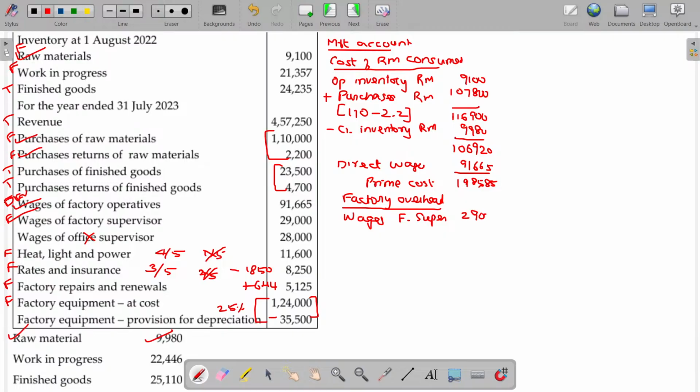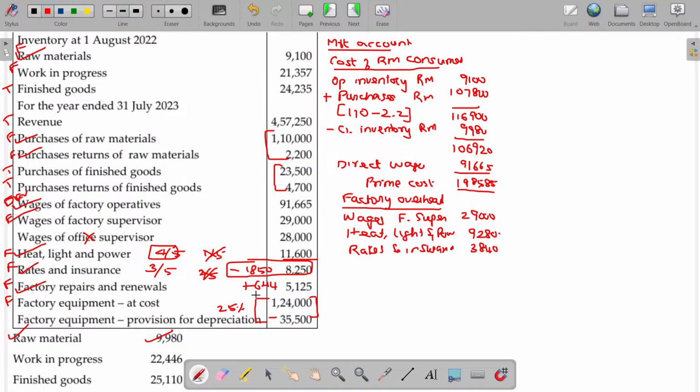29,000. Heat, light and power. But out of that only 4/5 will be taken. So 11,600 into 4/5, 9,280. Rates and insurance on that, you have to first subtract this value. On that 3/5 will be taken, rates and insurance. 3,840.